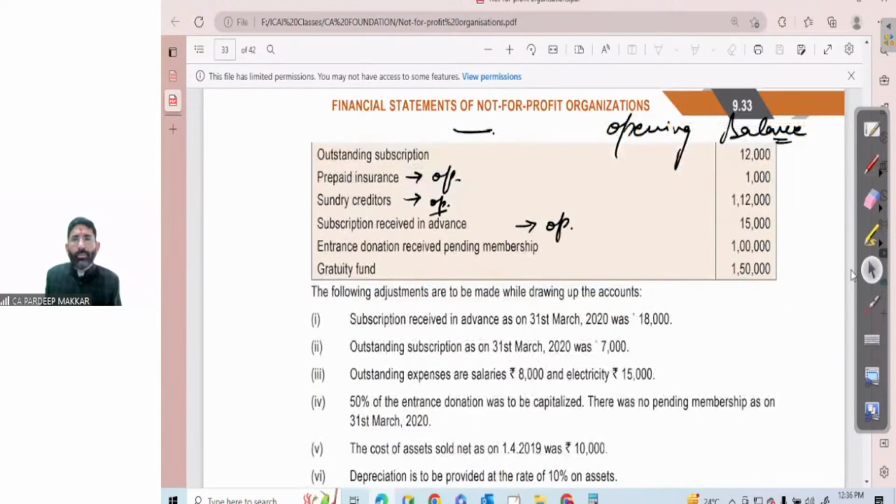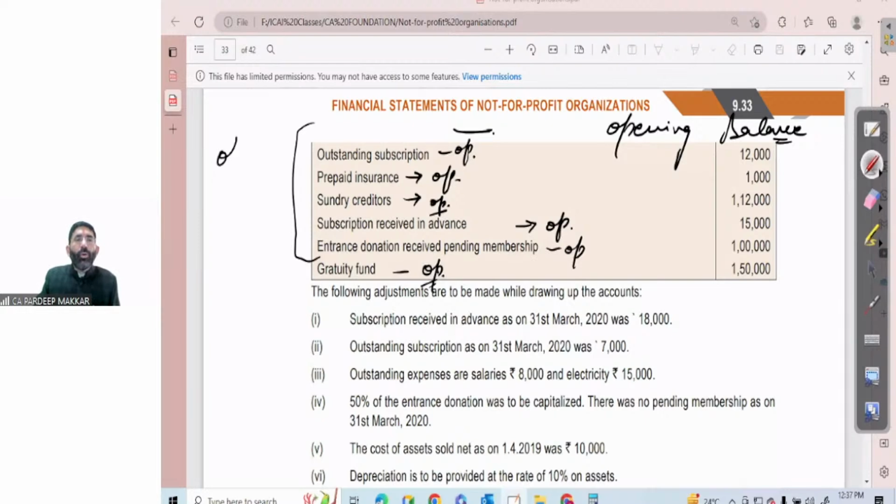So obviously these all are opening because he has already mentioned it. This is opening entrance donation received, pending membership. This is also opening because this is specifically mentioned. This is also opening. So these are the opening figures which are to be entered at two places.